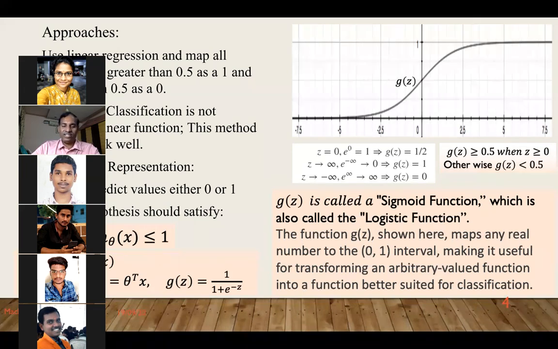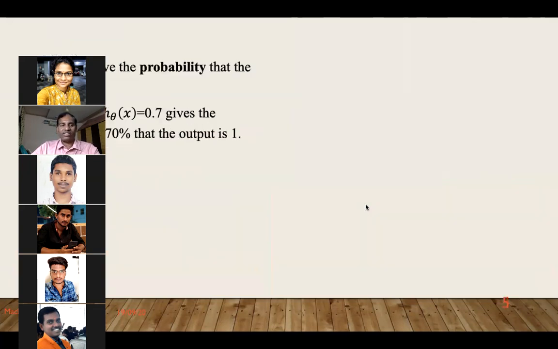Originally we apply the linear regression function, but we won't consider that as the final value. We will apply this g to it. If g becomes more than 0.5, then we will predict 1. If it is less than 0.5, we'll predict 0. h theta(x) will give the probability that the output is 1. This h theta(x) is not theta transpose x; h theta(x) equals g of theta transpose x. So for example, h theta(x) equal to 0.7 gives a probability of 70% that the output is 1.